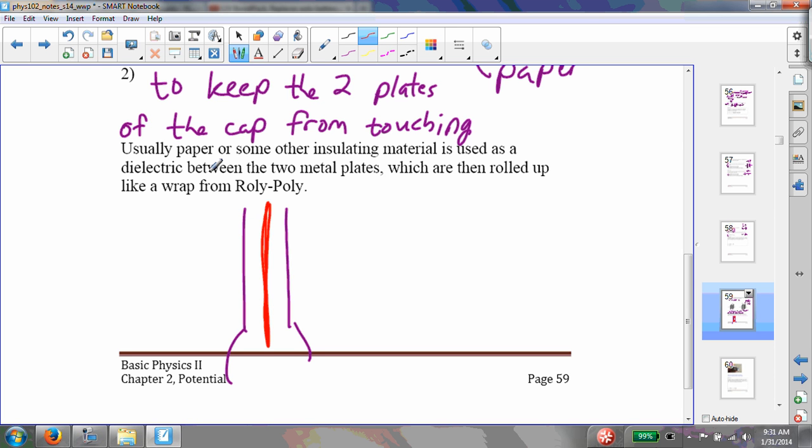Probably not many of you remember Roly Poly, but it was, I don't know, 5 or 6 years ago that we had it here. But you take it and it looks like a wrap.